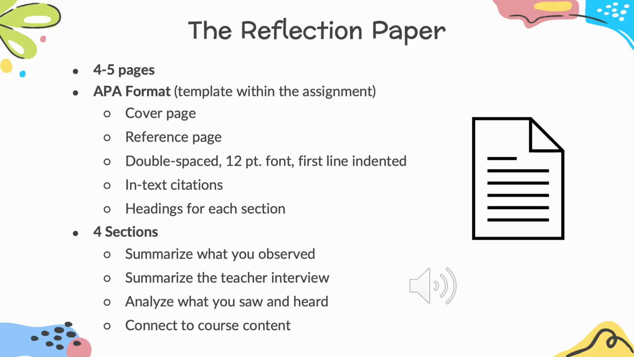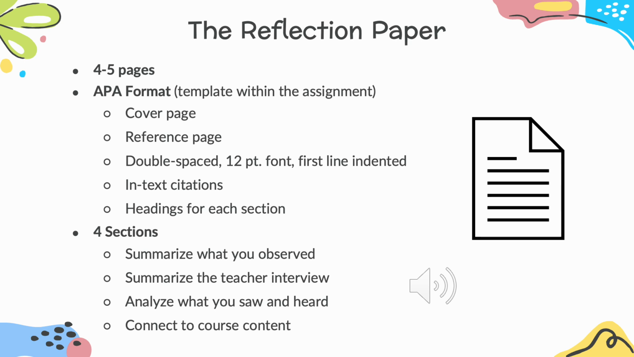The reflection paper. Your reflection paper should be about 4 to 5 pages long. You will use APA format, which has a cover page, a reference page, double-spaced 12-point font with the first line of each paragraph indented, and use headings to organize your paper. It makes it easier for you to write and easier for your instructor to read.